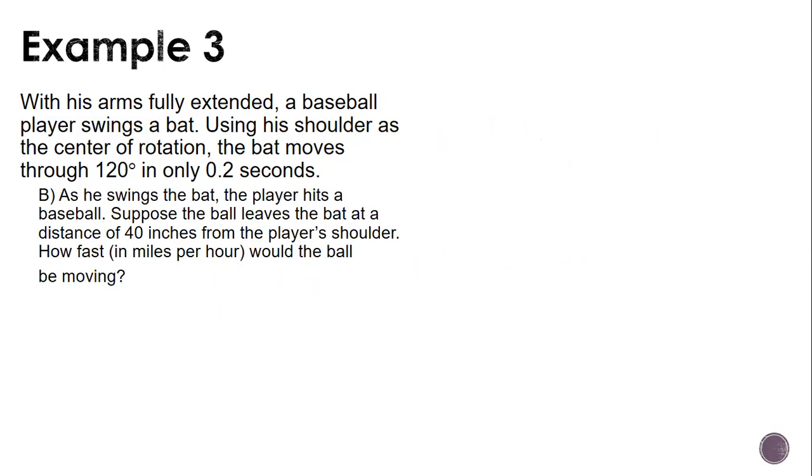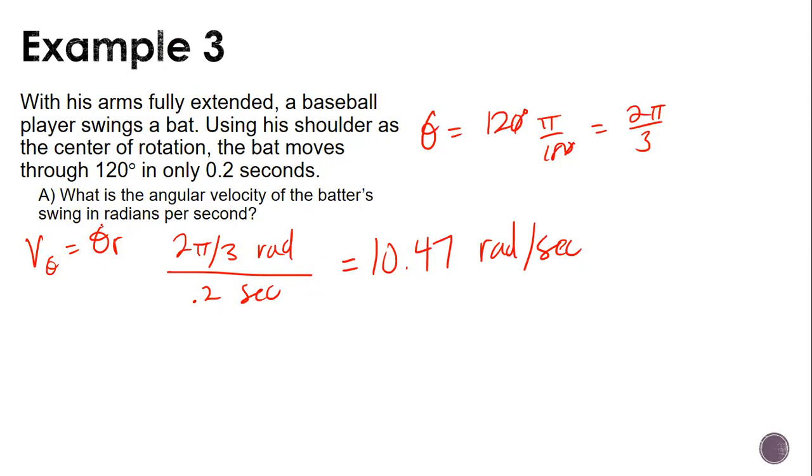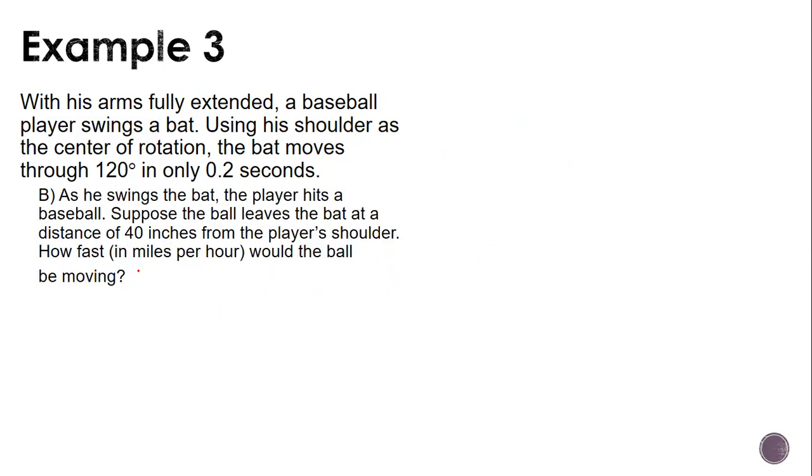It says as he swings the bat, the player hits a baseball. Suppose the ball leaves the bat at a distance of 40 inches from the player's shoulder. How fast in miles per hour should the ball be moving?